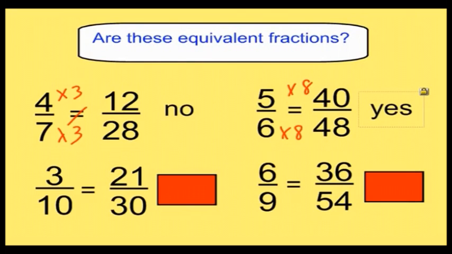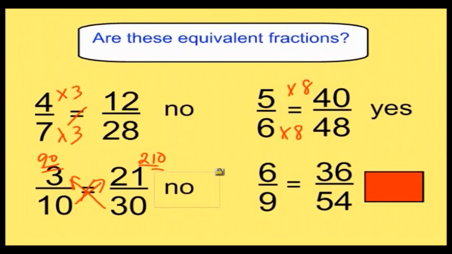We'll do a different method on this next one. First, 7 times 3 times 7 is 21. Is 10 times 7 30? No. Now there's another way you could tell if these were equivalent. If you cross multiply, you should get the same product. So 10 times 21 is 210. 30 times 3 is 90. These are not the same. Those are not equivalent fractions.